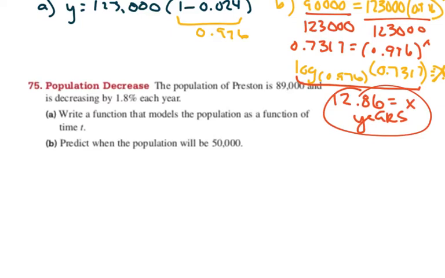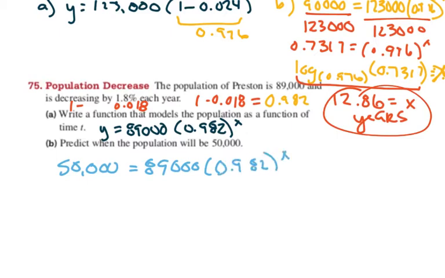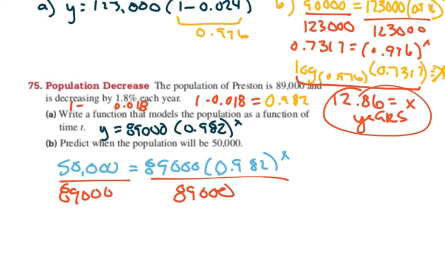Alright, then the next one talks about the population in Preston being apparently 89,000 and decreasing, so 1 minus 0.018 per year, and 1 minus 0.018 is 0.982, just so that we have that for reference. And so the function that we're going to have is y equals 89,000 times 0.982, that decreasing rate, to the x. If we want to predict when it's 50,000, we set that equal to our original equation found in part A. Divide by your 89,000. And 50,000 divided by 89,000 is 0.5618, and that's going to equal our leftovers.